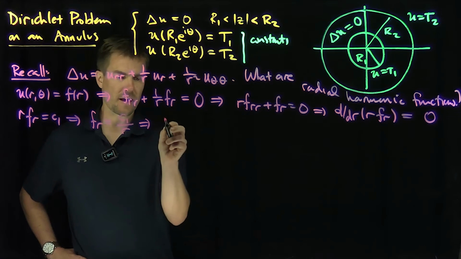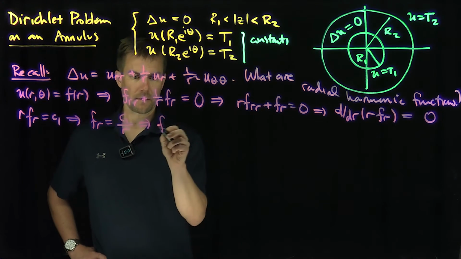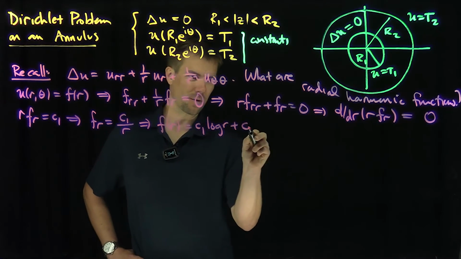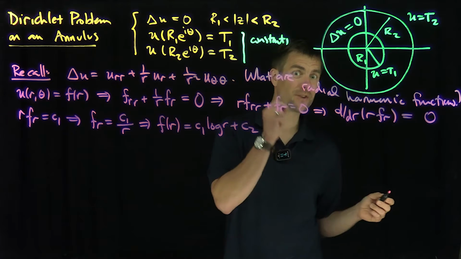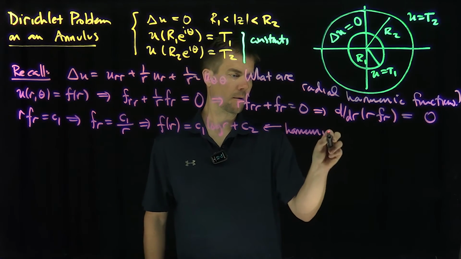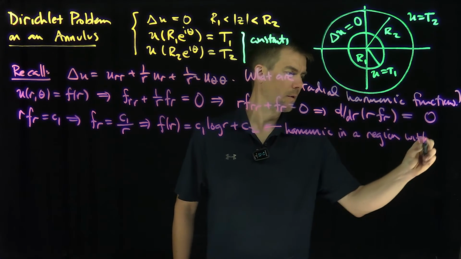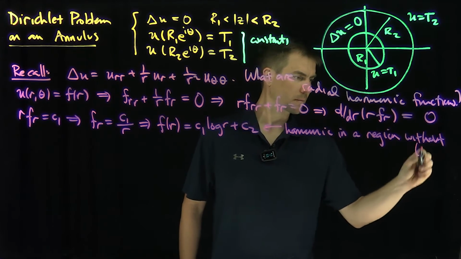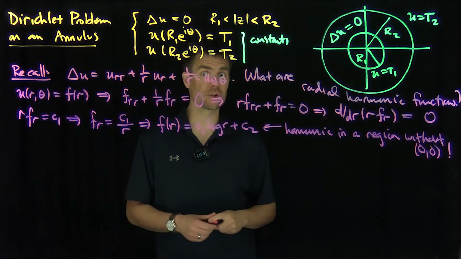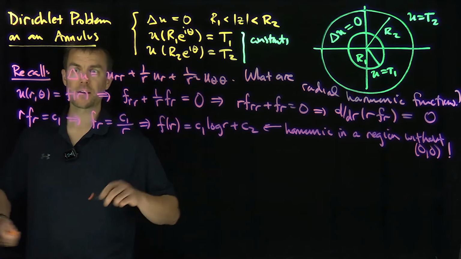And therefore, this says that f of r is going to be c1 log r plus c2. So this is harmonic in any region that doesn't contain the origin. Okay. So good, so I know logarithms are harmonic functions. In particular, this will help me construct a harmonic function to solve this problem, right?